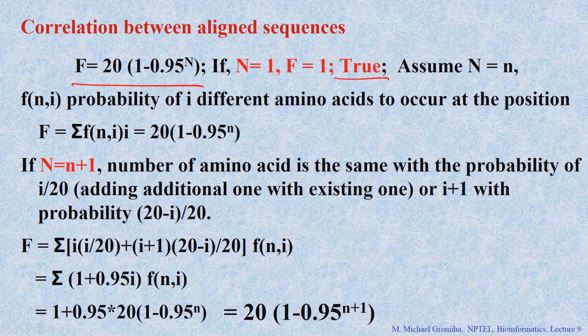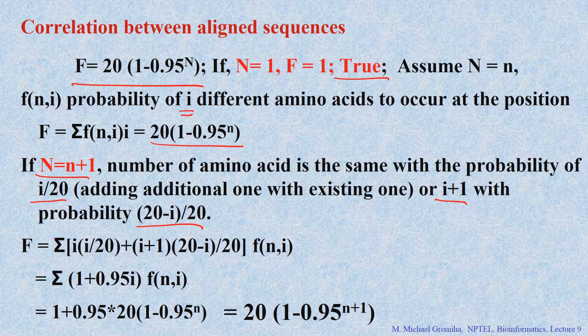So that is true. Then assume n equal to n, where f of n, i is the probability of i, right, for different amino acids to occur at the position. Now you can see, if n equal to n, you will get this equation f of n, i comma i, that is equal to 20 times 1 minus 0.95 to the power n, right, that is fine because we assumed it. Now, if n equal to n plus 1, then you add one more sequence, and there are two possibilities: one is i by 20, adding the same one, or we can take i plus 1 with the probability of 20 minus i by 20, since there are 20 possibilities, not the same one. So I have to subtract, so 20 minus i divided by 20, we have 20 different possibilities.